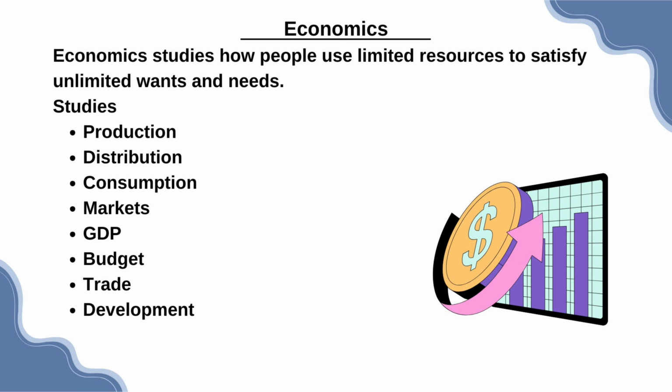What is economics? Economics is the study of how people, businesses, and governments use limited resources to satisfy unlimited wants. Think about it. Time is limited, money is limited, natural resources are limited, but our needs and especially our wants keep increasing. That's why every day we make choices, and economics helps us understand how to make better decisions.